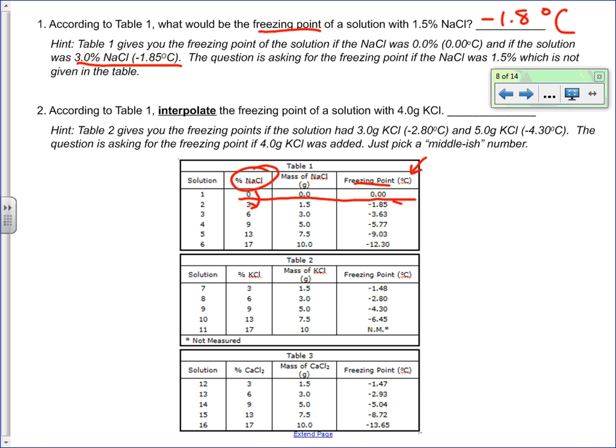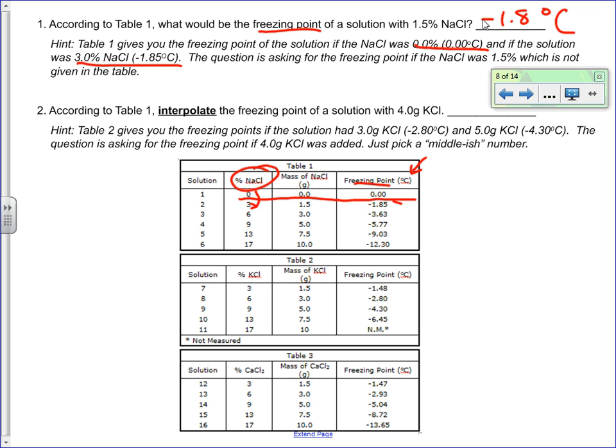So you know what it is at 3%, which is negative 1.85. You also know what it is with 0%. And you want to go in the middle to get to 1.5. So what would be the answer here if you were in the middle? What's kind of in between 0 and 1.85? A little bit more. What if I said 18 instead of 1.8? What's half of 18? 9. So half of 18 is 9.